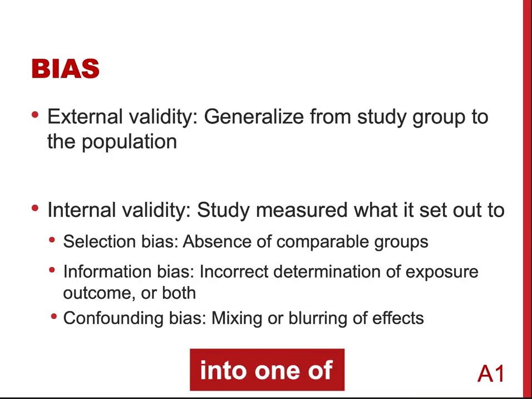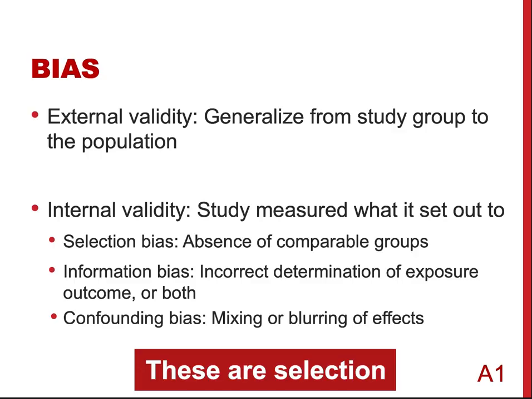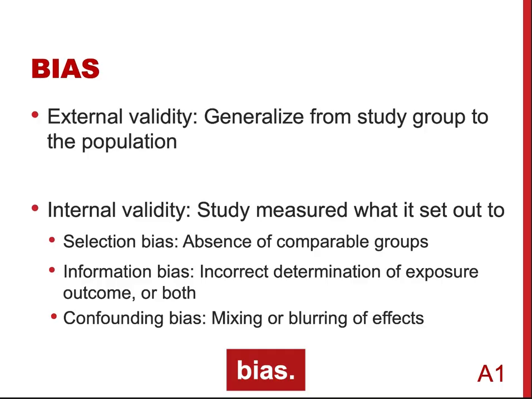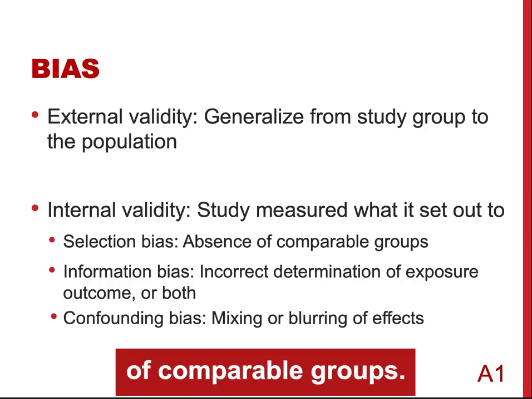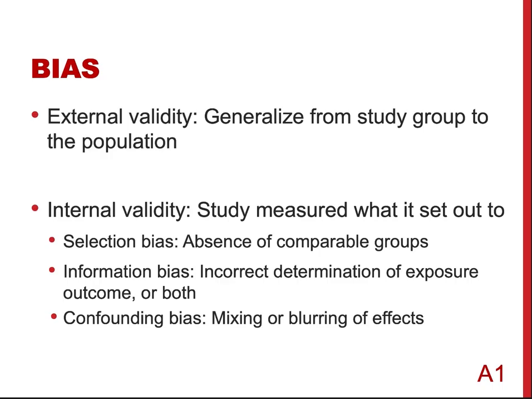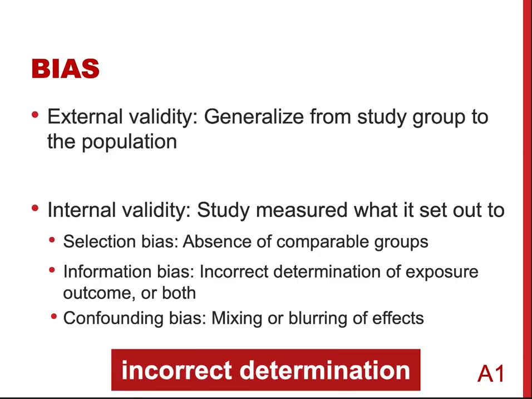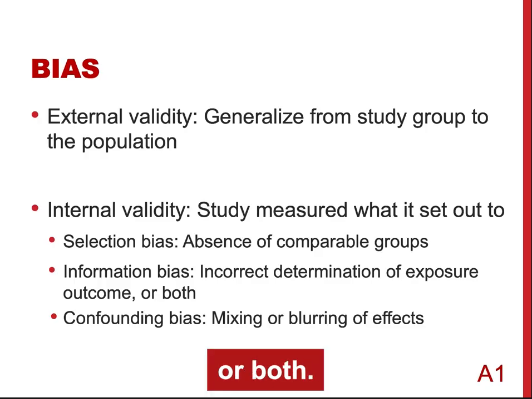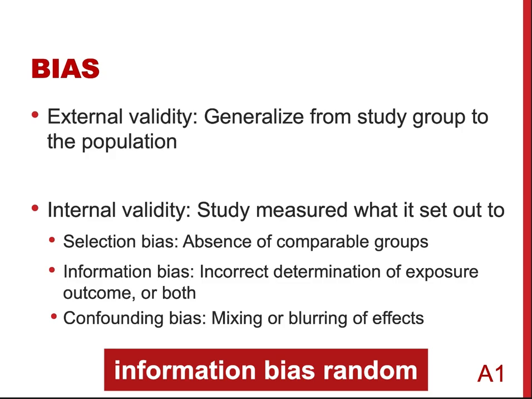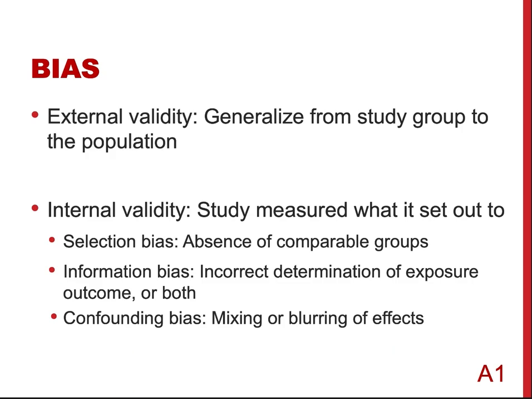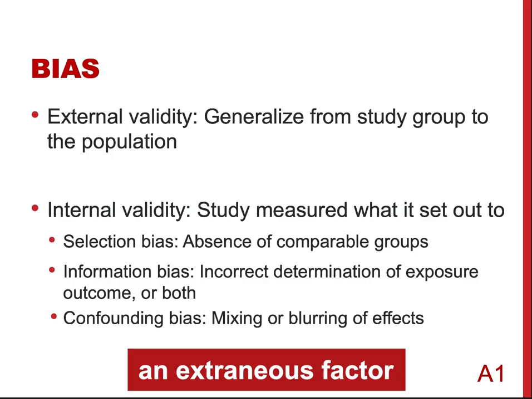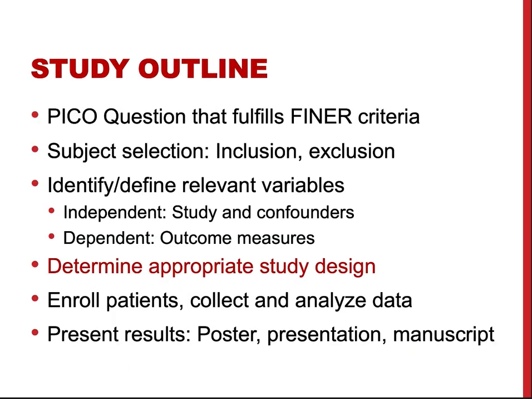Types of bias can be sorted into one of three categories. These are selection bias, information bias, and confounding bias. Selection bias is the absence of comparable groups. Ask, are the groups similar in all important respects? Information bias is the incorrect determination of the exposure, outcome, or both. Ask, has information been gathered in the same way, and is the information bias random or in one direction? Confounding bias is a mixing or blurring of effects. Ask, is an extraneous factor confounding the effect?